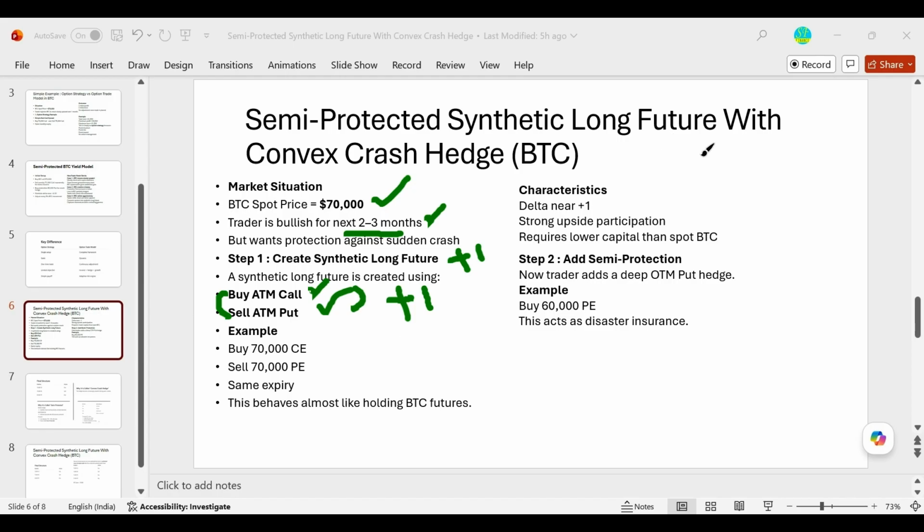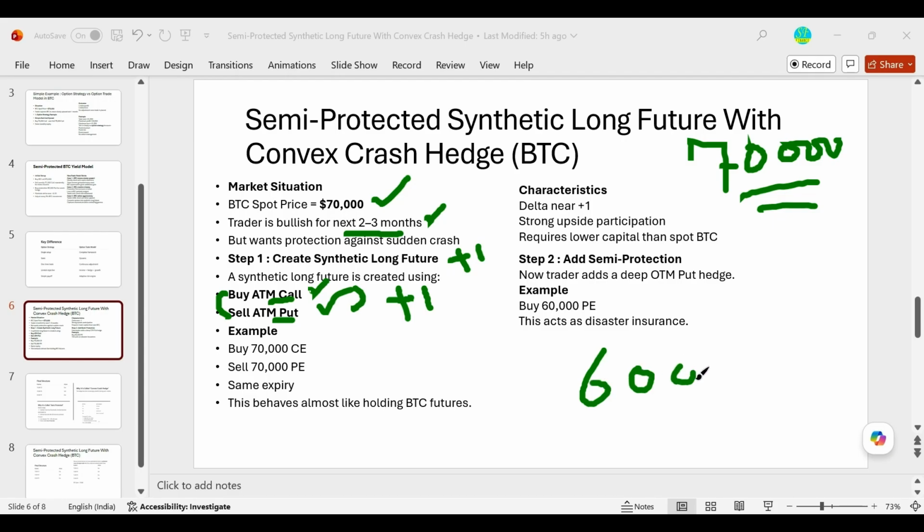Somebody has a presumption or assumption that BTC has already fallen from 1 lakh to 70,000. So I'll initiate; this is my benchmark, and from here it may not fall. Say he has initiated by buying an ATM call and selling an ATM put, and after that BTC has fallen to 60,000. So he has taken a 1 month or third month contract, and it has fallen to 60,000.